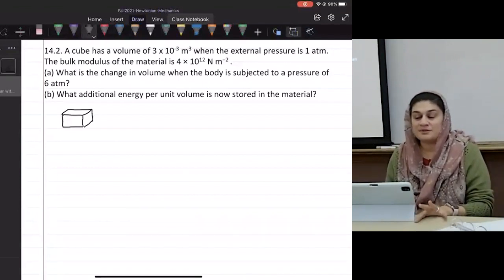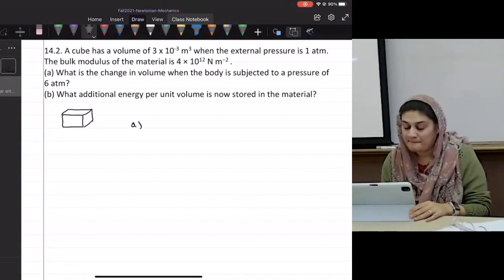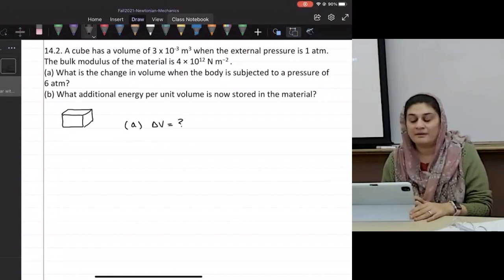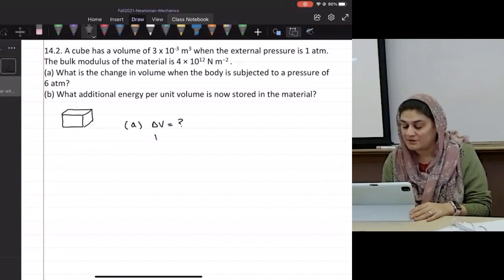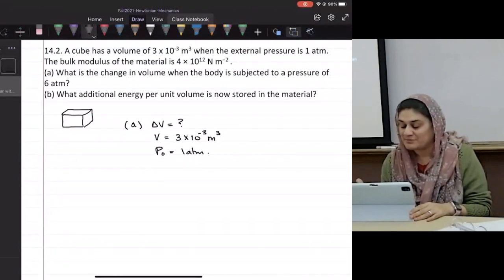So what do you think we should do? What is the change in volume? What are we looking for? Delta V, right? So what formula should we use? Oh, and then also it says it has the original volume of 3 times 10 to the -3. Oh, external pressure, P0, is 1 atm. What is the change in volume when it is subjected to a pressure?